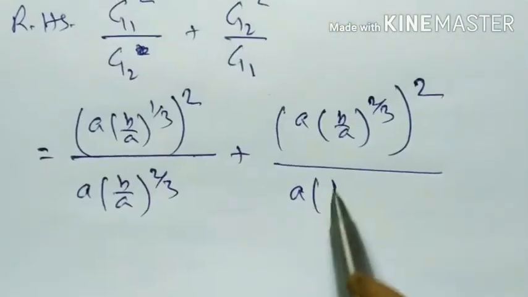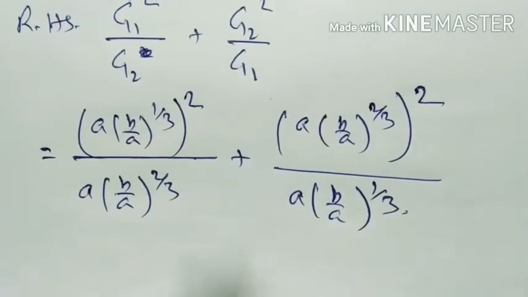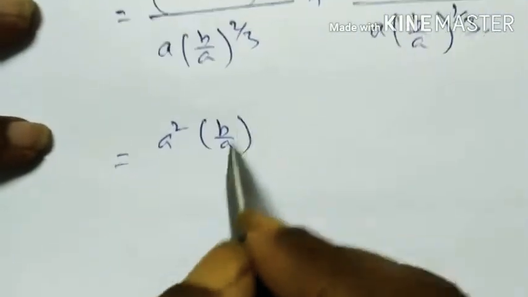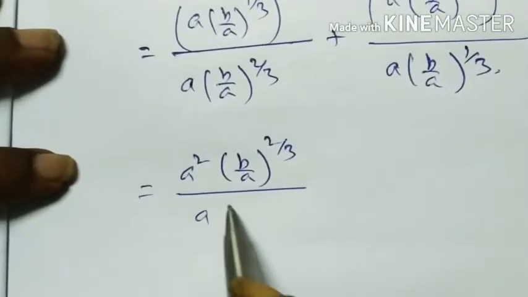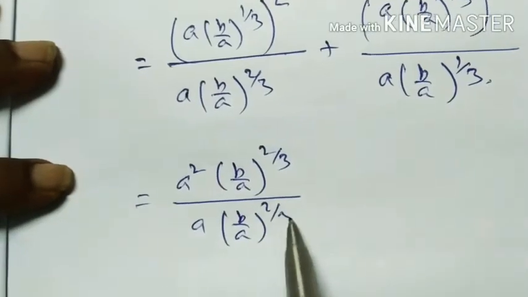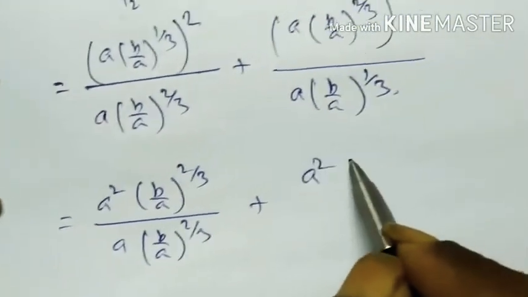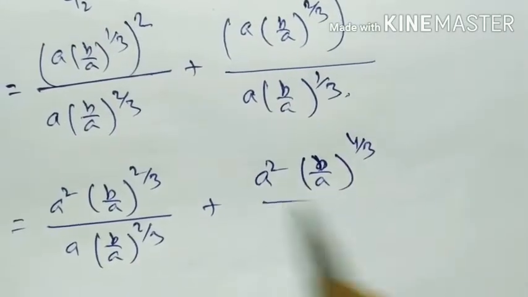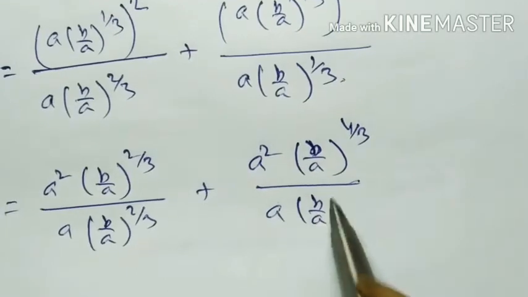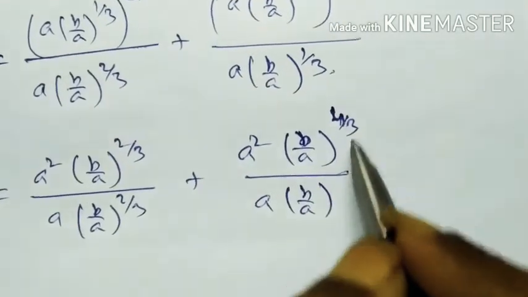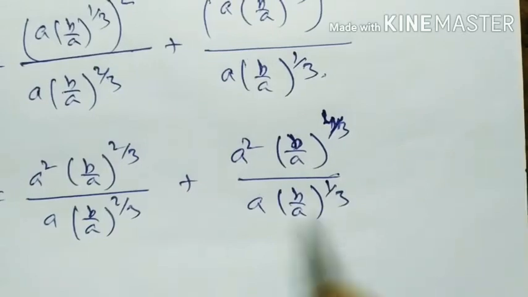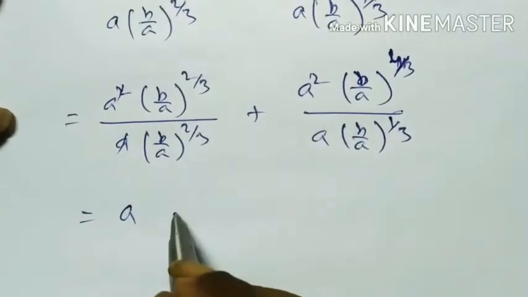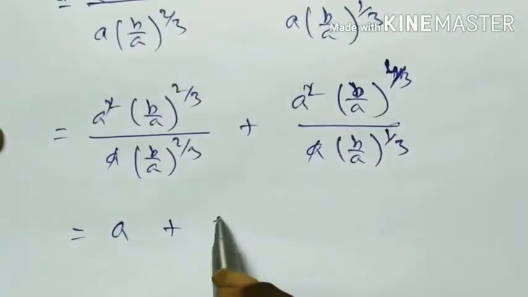So AB by A to the whole power 1 by 3. Now you see here, that is A square B by A to the power of 2 by 3, AB by A to the power 2 by 3. This is A square B by A to the whole power 4 by 3, and this is AB by A to the power 1 by 3. Now this A and this cancel out, and this also cancels out, only A remains here.